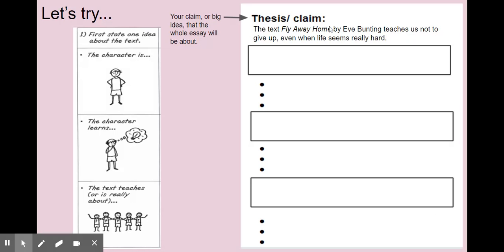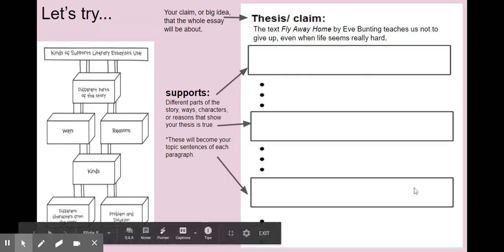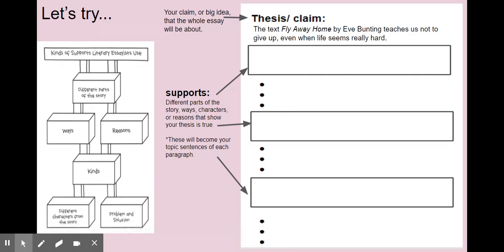All right, so I have my thesis, but now I need to ask myself, like we said, how do I know this is true? And I need to look for some supports. So supports are either different parts of the story, ways, characters, or reasons that show our thesis that the text teaches us not to give up, even when life seems really hard, is true. And I want to write those ways, characters, or reasons in the boxes here. And those will later become the topic sentence of each of my paragraphs.